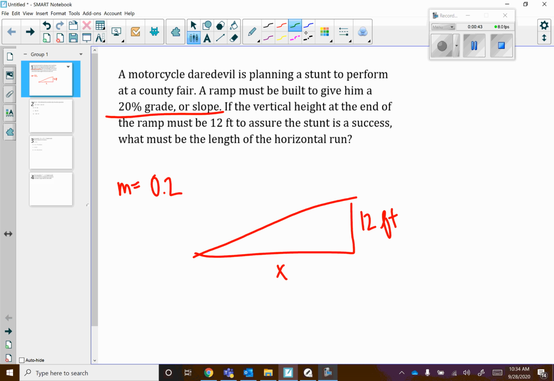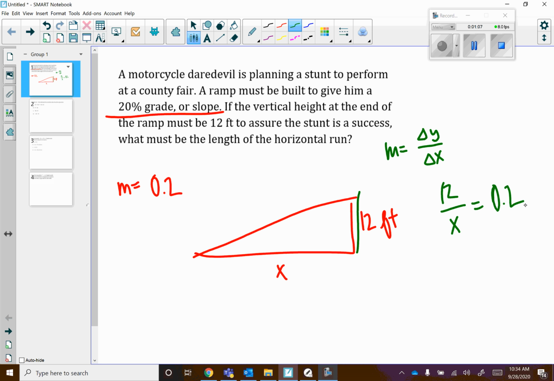Well, I know my slope, which is a ratio of rise over run. So I know my slope is the change in y over change in x. We said rise over run. In this case, rise is 12 over a run of x. We don't know it, and that is equal to our slope, or 0.2. It's supposed to be a 0.2.